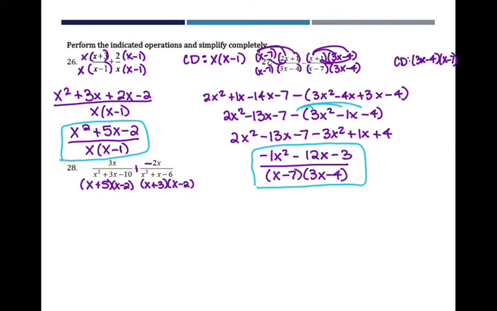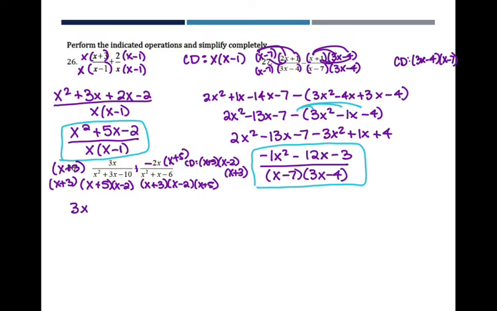And again, let's look for our common denominator. I'm going to go ahead and write it over here. Let's see, I need an x plus 5. I need the x minus 2. And I need the x plus 3. So my first fraction is missing the x plus 3. So I'm going to multiply the top and the bottom by x plus 3. My second fraction is missing the x plus 5. So I'm going to multiply the top and the bottom by x plus 5.